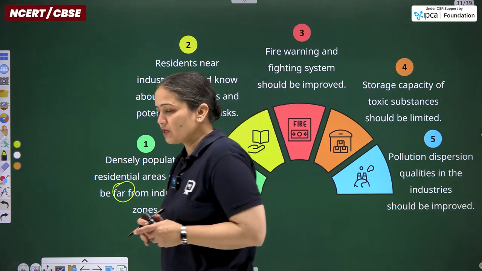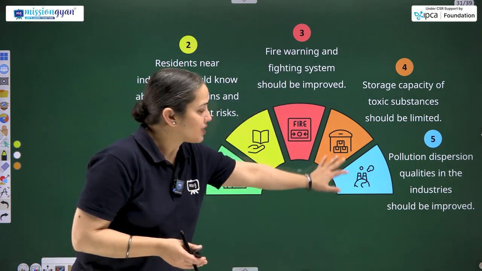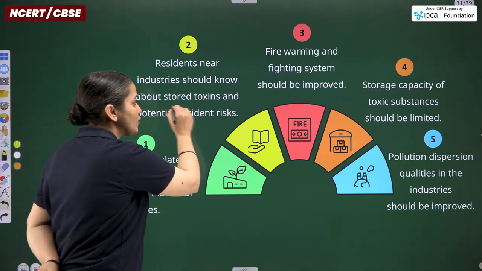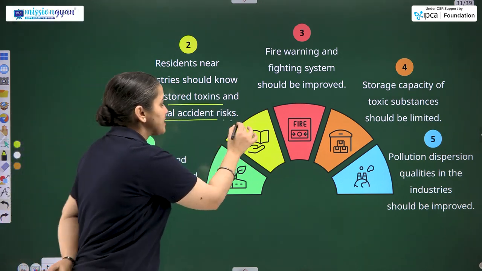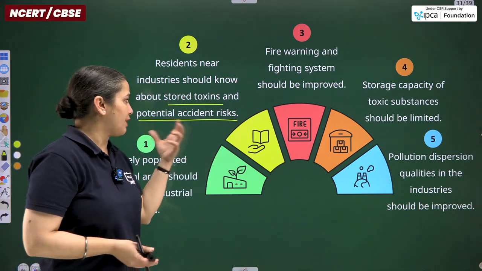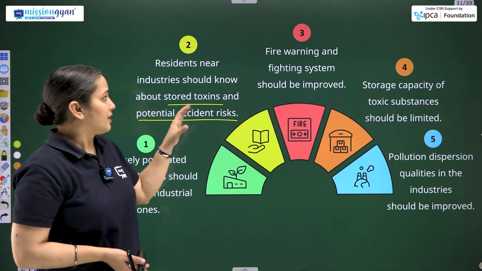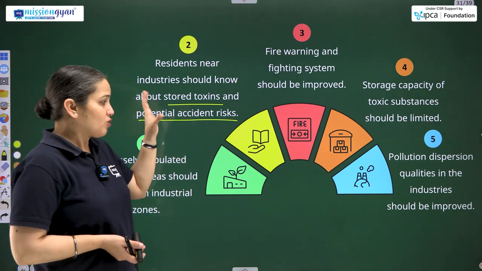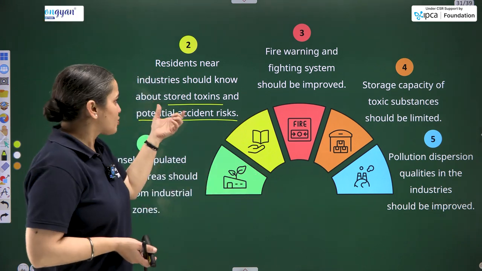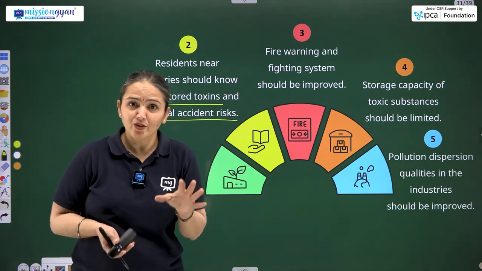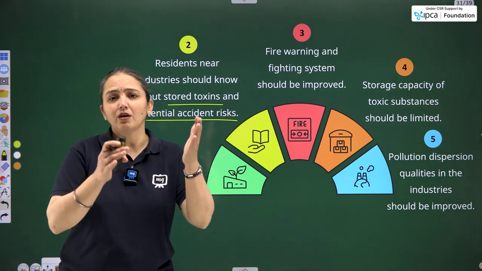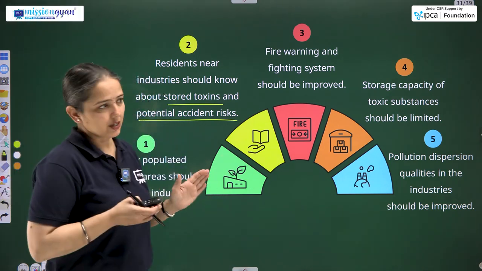Considering the second point, residents near industries should know about stored toxins and potential accident risks, and they should be ready to face any kind of accident risk, and they should be forced not to use such kind of toxins. And if in any extreme scenario the toxins are necessary to be stored in the particular area, that area should be secured enough and should be a bit far from the residential area.